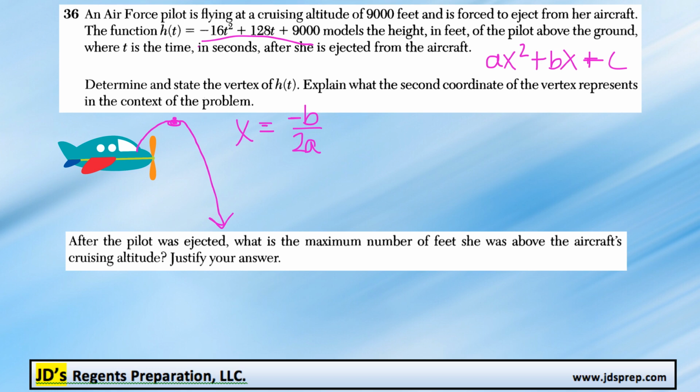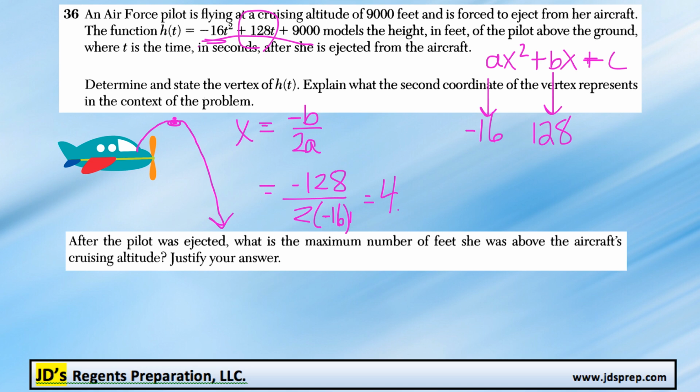In this situation, our b value is positive 128, and our a value is negative 16. Okay, so negative b would be negative 128, and we're going to divide that by 2 times a, which is negative 16. So if we type that into a calculator, you should get an x value of 4.